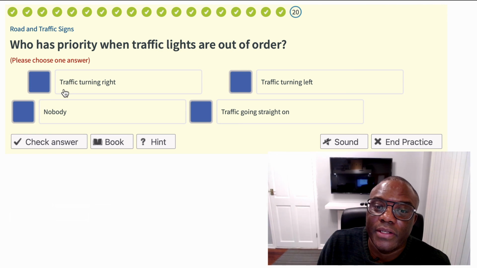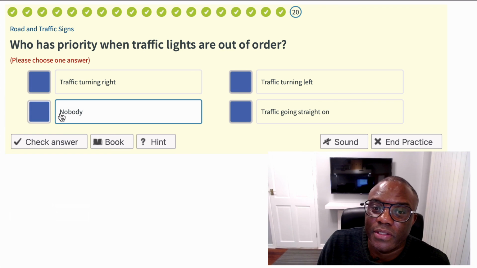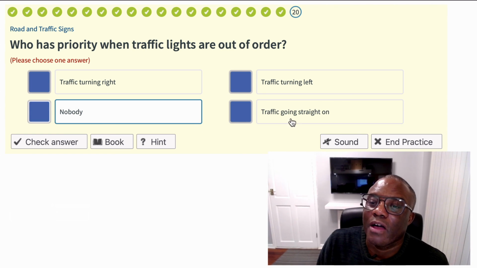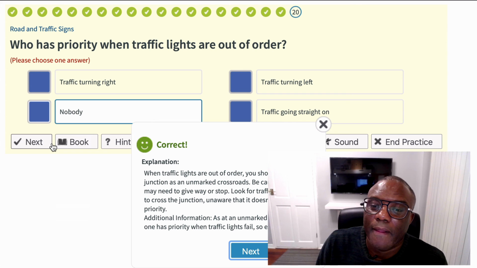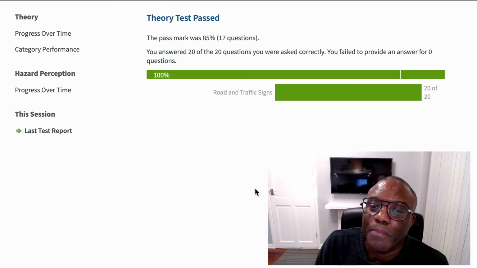So traffic turning right, no. Traffic turning left, no. Nobody has priority, which we just discussed. So that's a potential answer. And traffic going straight ahead, again, no. So with confidence, you know it's that answer which is correct. And there you have it. And 100%.